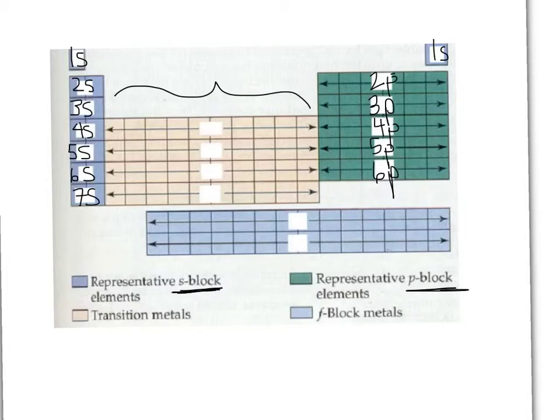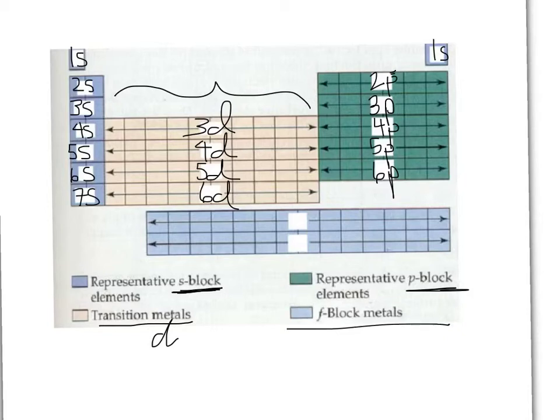And then the transition metals, and I don't know why it doesn't have it on here, but is the D block. And what did we say was the first D? We said it was 3D, 4D, 5D, 6D. And then last but not least are the F blocks. So we said it was 4F and 5F.